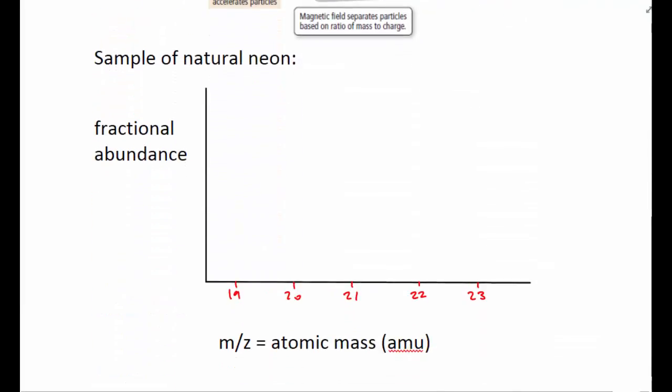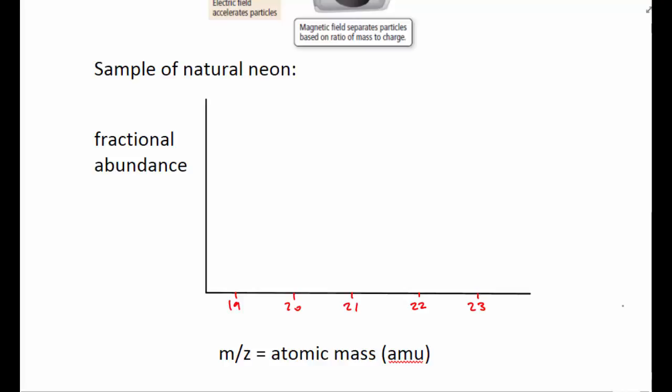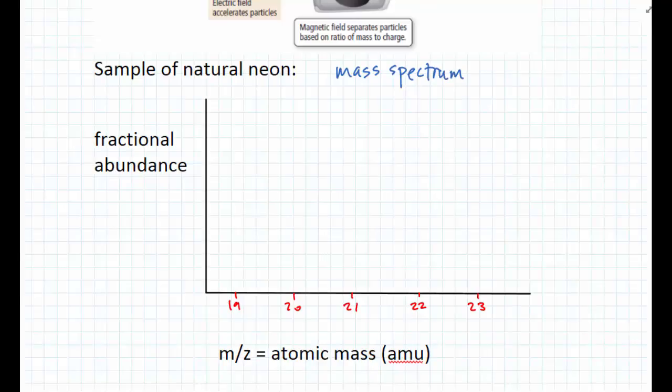So let me show you a sample mass spectrum. If we have a sample of natural neon, and all the other noble gases can be separated just from breathing air, usually by condensing it and then allowing the different gases to boil off at different temperatures. But what we'll have here is called a mass spectrum. It's pretty much the result of that mass spectrometer. So you end up with this graph. The y-axis is fractional abundance. That means how much, relative to how many atoms struck the detector. And down on the x-axis, m over z, mass-to-charge ratio.